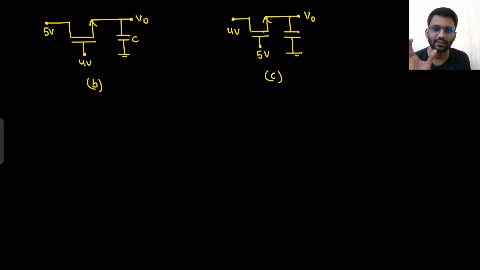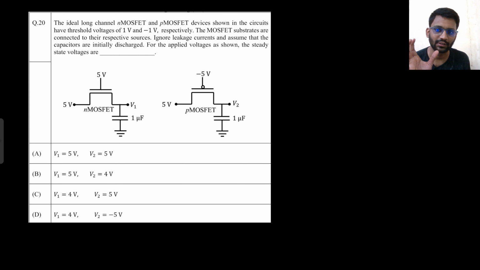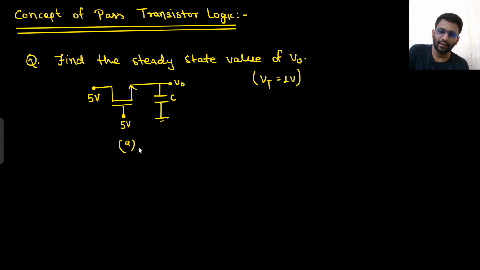There are a lot of questions where you need to find the steady state voltage of V0. This was the question that was asked in the GATE examination. So let's start. Initially there is no charge on the capacitor, so at t equals 0 plus, V0 is 0 volt. So at t equals 0 plus, what is the VDS value?